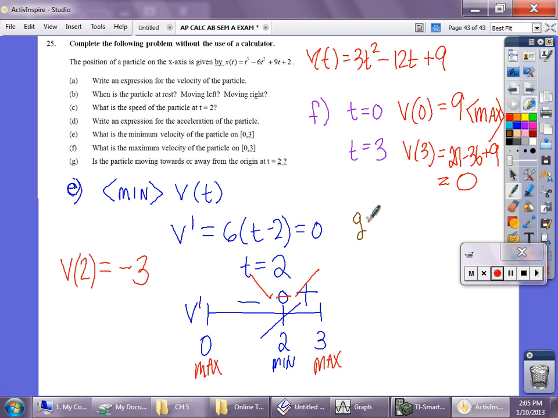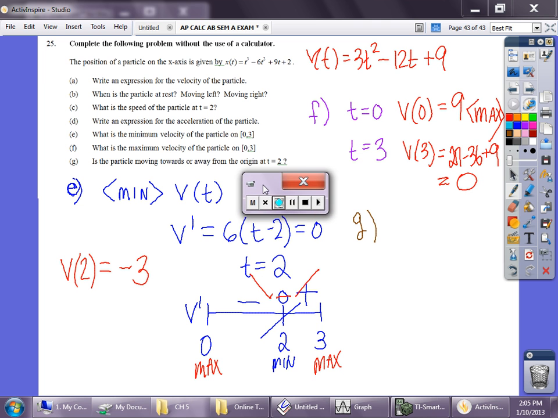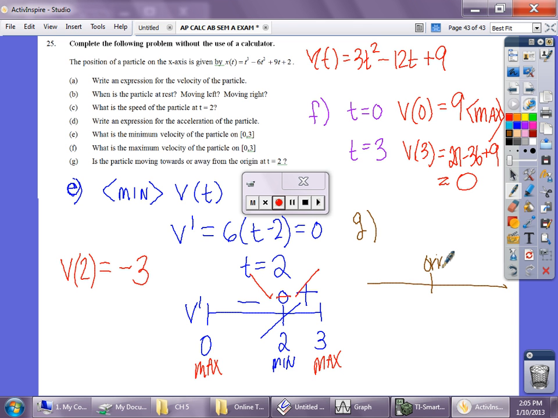Letter G. Is the particle moving towards or away from the origin at time equal to 2? So let's think about this. Here's the origin. If I have a man standing here to the right of the origin, meaning his position is a positive value, if I want to move towards the origin, I'd be moving backwards. But if I'm behind the origin, meaning my position is a negative number, if my velocity is negative, now I'm moving away from the origin. So we got to make sense of this.